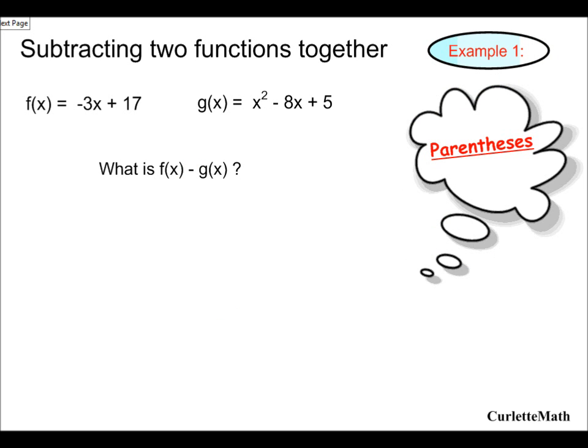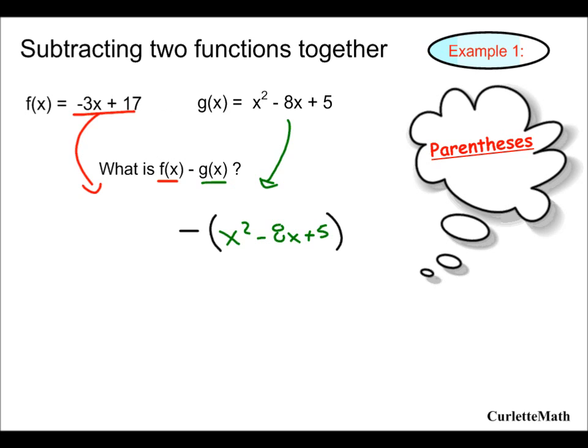Now, let's look at subtracting a linear from a polynomial. I'm going to put my minus sign. I'm going to make my parentheses. I'm going to write down my g of x function. So it says that needs to be the one after the minus sign, as x squared minus 8x plus 5. And the f of x function, we need to write it down, so we get negative 3x plus 17.